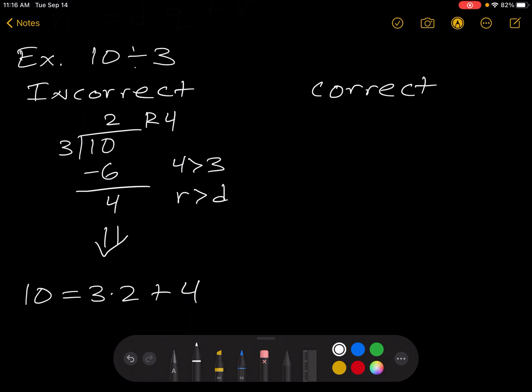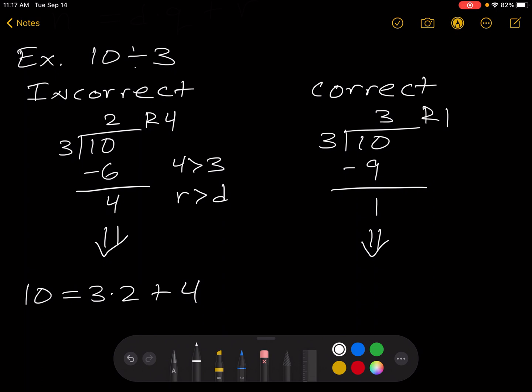All right, now let's look at the correct way. So we all know 3 goes into 10 3 times. 3 times 3 is 9. Subtract, you get a remainder of 1. And this leads to a correct statement as well. That is that 10 is equal to 3 times 3 plus 1.